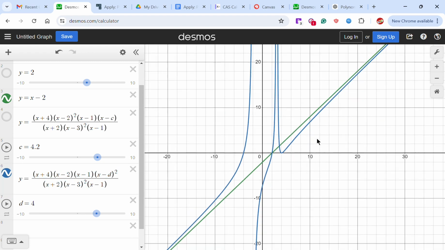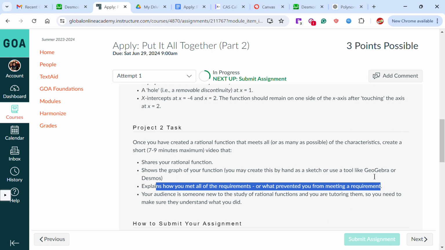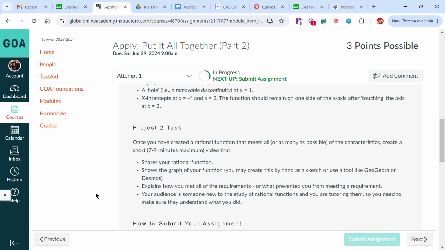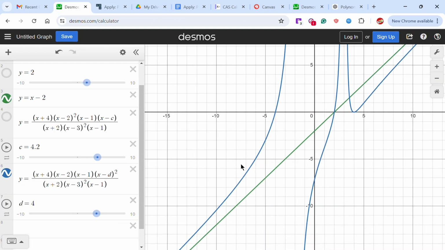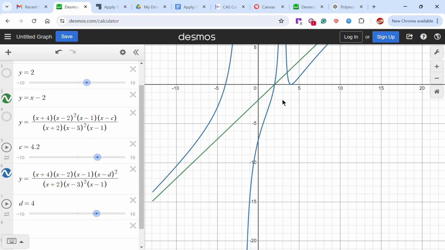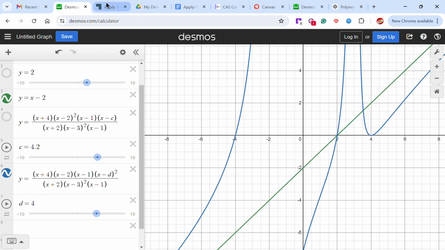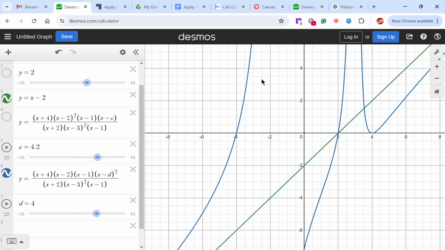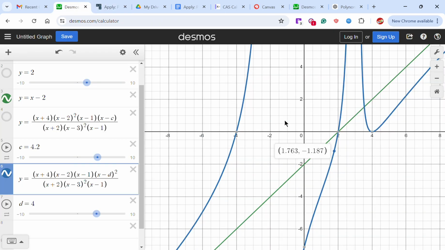But that's it. Let's see if I have anything else to do. I guess we could check our answer. So vertical asymptotes at x equals 2, x is 3, and one more in between. So we have one here, we have one here. So x equals -2, as you can see, we have an asymptote right here. x equals 3, have one right here.